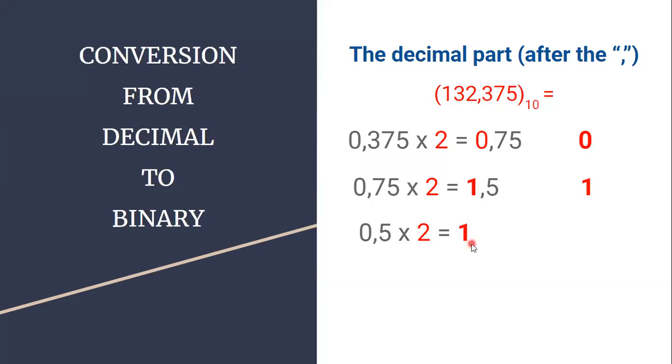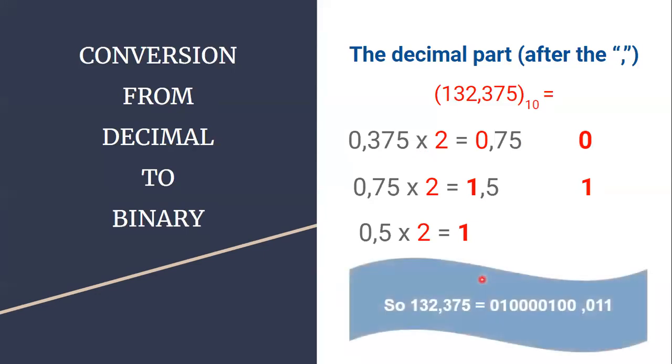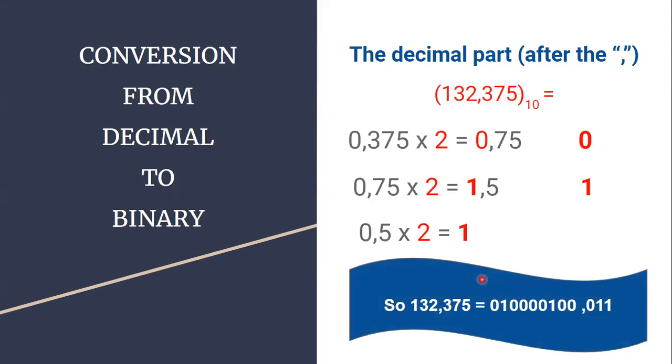Now I have arrived at a number that does not have any comma or any decimal digits. Okay, I do not have a comma here. Here is an integer number. So I stop here: 0, 1, 1, which is the decimal part of the number. So the number 132.375 is written as 10000100, comma 011, because of this part.